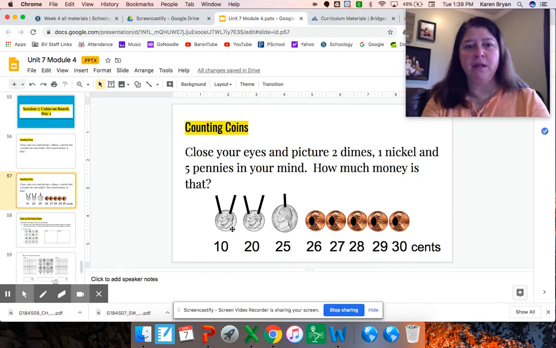Remember, our dimes get counted as 10. Our nickel gets counted as 5. Our pennies are each a 1. So 10, 20, 25, 26, 27, 28, 29, 30. 30 cents with those 3 coins.